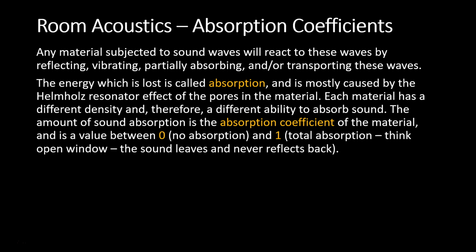An example of 1, total absorption, would be if a sound were to leave through an open window and travel infinitely away from you, so it never reflects back. Ironically, that open window has an absorption coefficient of 1 because effectively it totally absorbs the sound. Now, if you close that window, then you would have very close to 0 because glass is a very reflective material. And the thicker the glass, the more reflective it is, because thinner glass will vibrate and partially transport those waves to the other side of the window.